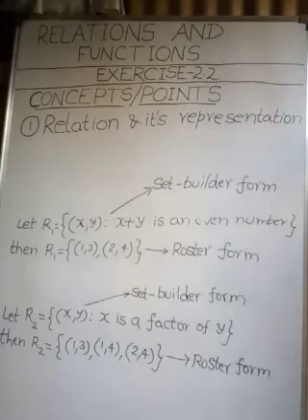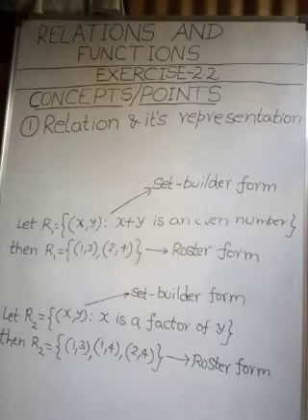Right. In the first chapter, sets, you have learnt that there are two methods of representing a set. What are the two methods? Roster method, and the second one is set builder form. Roster form and set builder form. Here also the relation can be represented in these two methods.